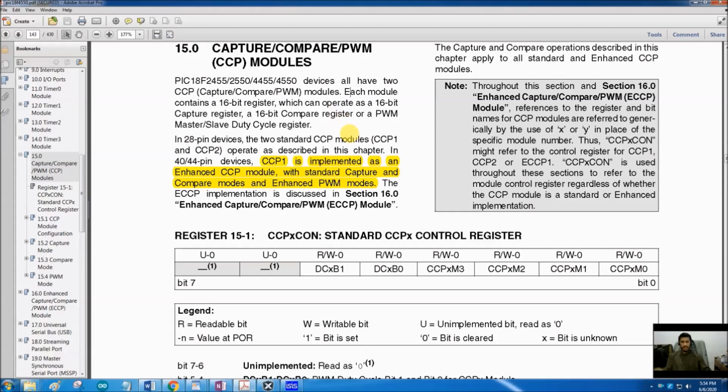So let's see what exactly a capture, compare and PWM module is. What does it do? What are its applications? We will start with the capture mode of this module. Then we will move on to the compare mode, and then finally we will discuss the PWM mode. Only one of these three modes can be used at one time because there is a single module for all three of them.